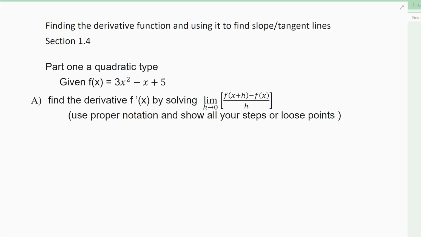All right, use proper notation. So on the show your work quiz and on the exam, if you don't use proper notation and show your steps, you'll lose points. Right, so do what I do. Right, do what I do.